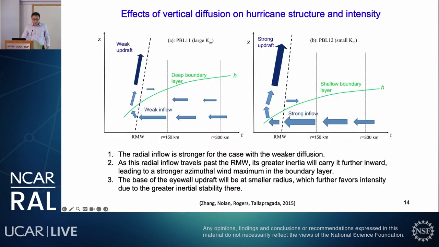Hi, Chris. Just a quick question for clarification. Is some of this feedback process where the pressure at the center of the storm gets stronger in the low KM case and creates more strong inflow? Or would you say there's an interconnected feedback loop that keeps it going?